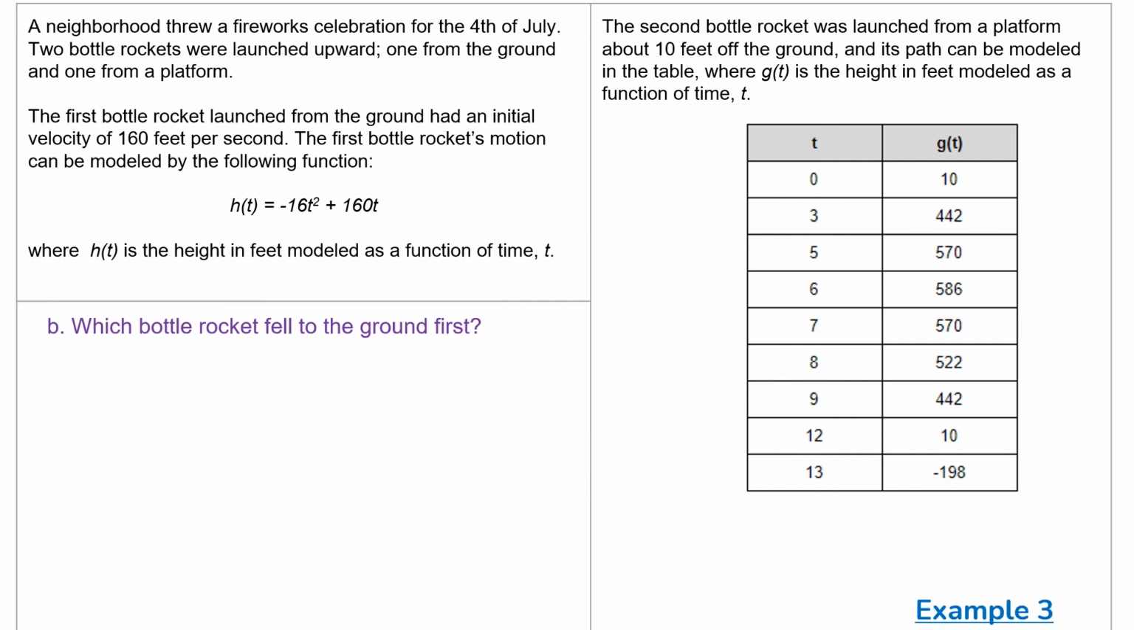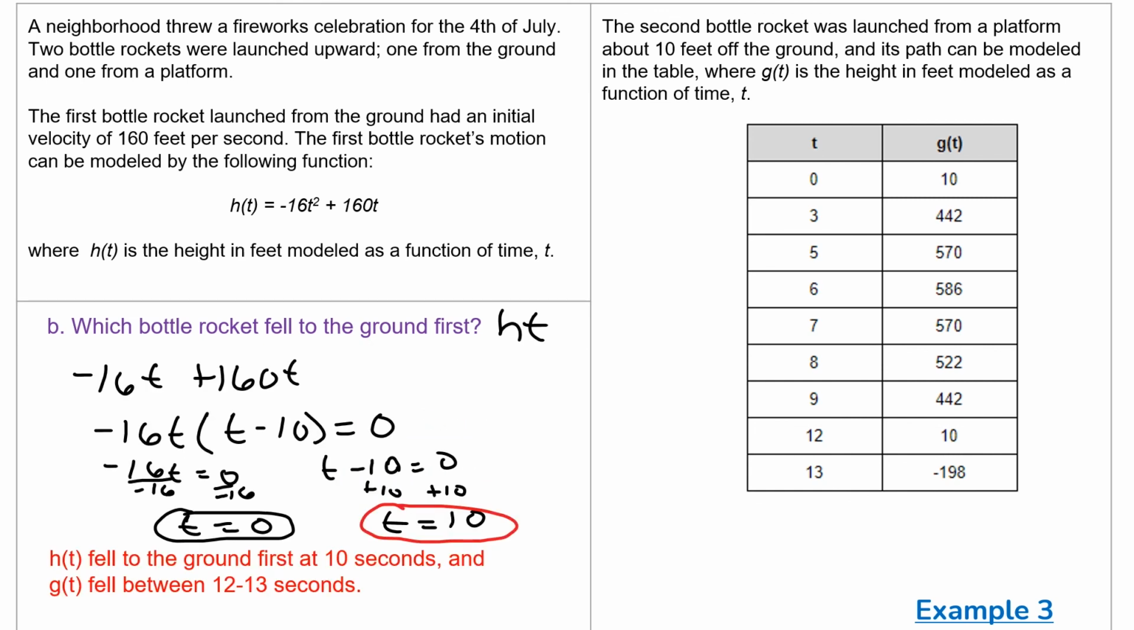I would like for you to try part B on your own. Go ahead and pause the video and try this problem on your own. For part B, it says which bottle rocket fell to the ground first. Hopefully you got it correct. It was H of T.